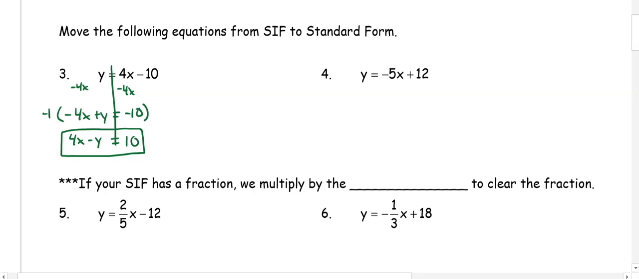In number 4, to get the x and y on the same side, we're going to add 5x to both sides. So we have 5x plus y is equal to 12. That term in front of x is positive. So we're done simplifying.